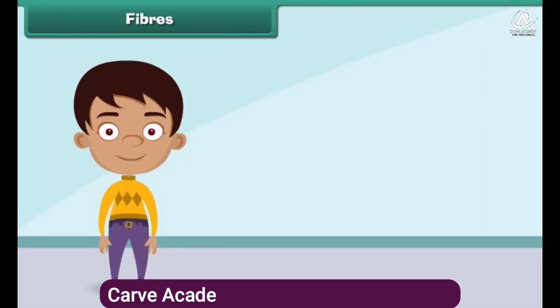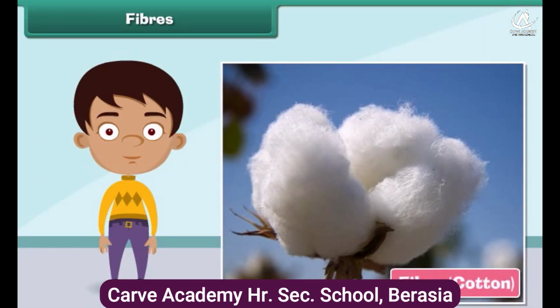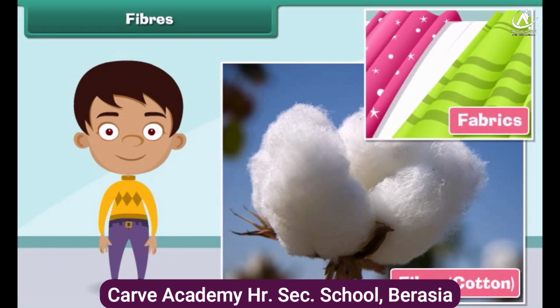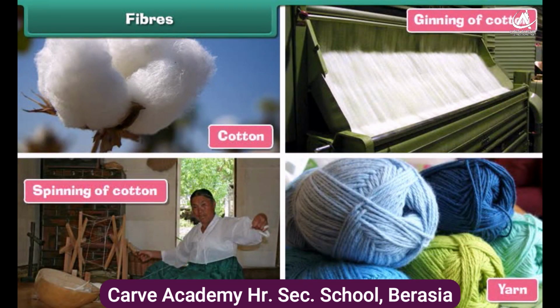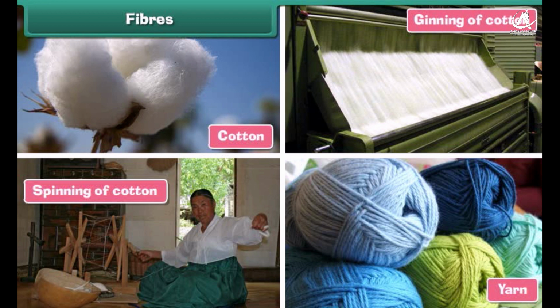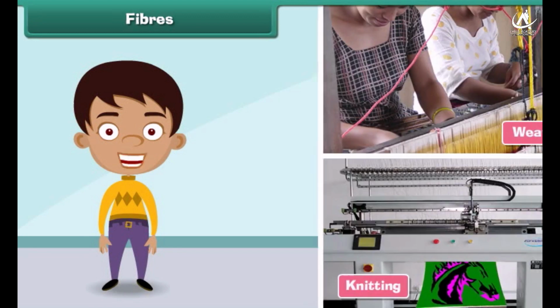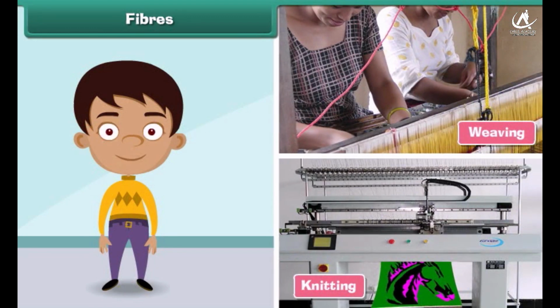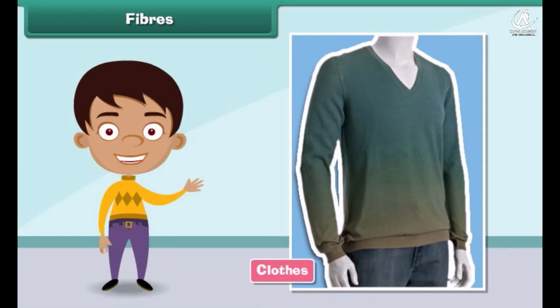Fibers. Fiber is the raw material used in manufacturing clothes. Fibers are transformed into clothes through a series of steps. First, raw fibers are twisted together to form long strands of threads known as yarns. The yarns are then woven and knitted to form fabrics. Finally, fabrics are used to make clothes of different sizes and shapes to suit the needs of the people.